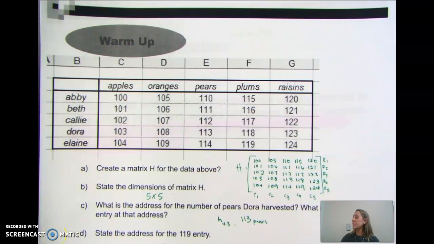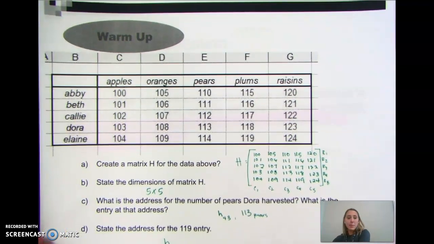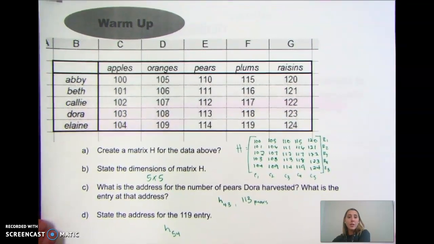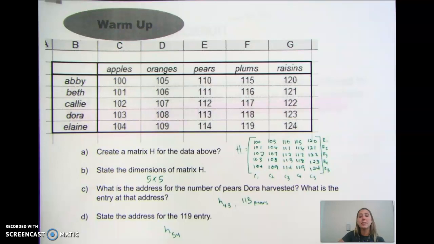All right, functions class. This is the warm-up that we started with on Thursday and Friday. So if you could go ahead and hit pause and do these questions. I have given the answers, but I would really like it if you tried to do it on your own.